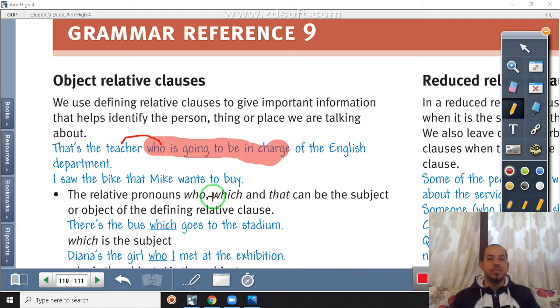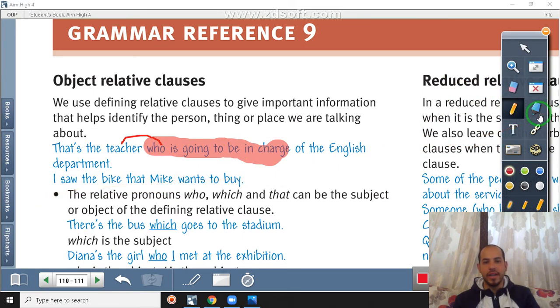So the relative clause gives more important information so that we can understand and identify the teacher. Because if there is no relative clause here, I can't understand or identify the teacher. Which teacher? Because we have many English teachers in the department, we identify the teacher by the relative clause, and the sentence is telling us that he is going to be in charge. Okay, the next one.